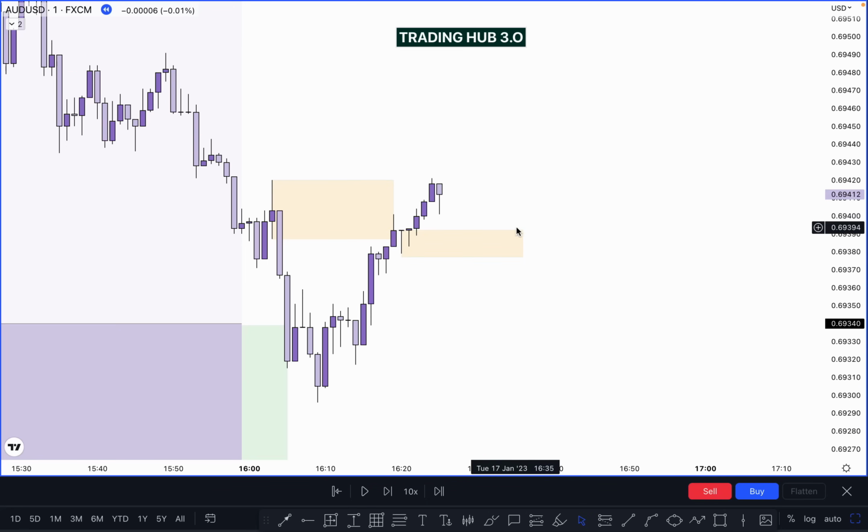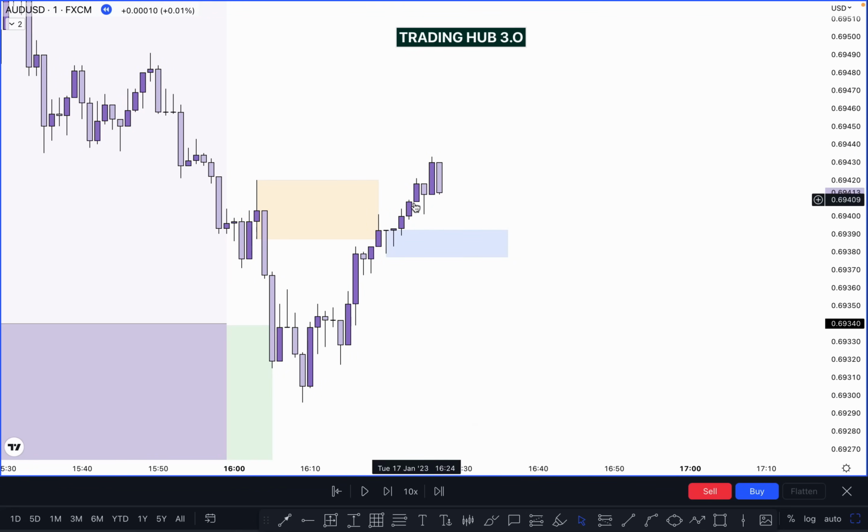Why is this a demand? Because price created our flip model here. Once the market taps any supply zone, gives a small reaction and again breaches the previous high, this is called our flip. So let's see what happened next after this one. This one is also a valid pullback, right? And after taking out this pullback, we can buy here.